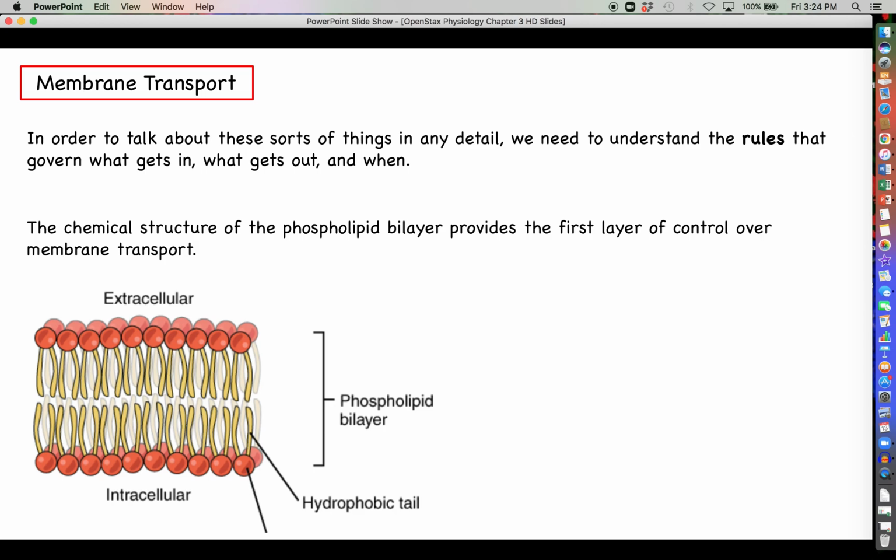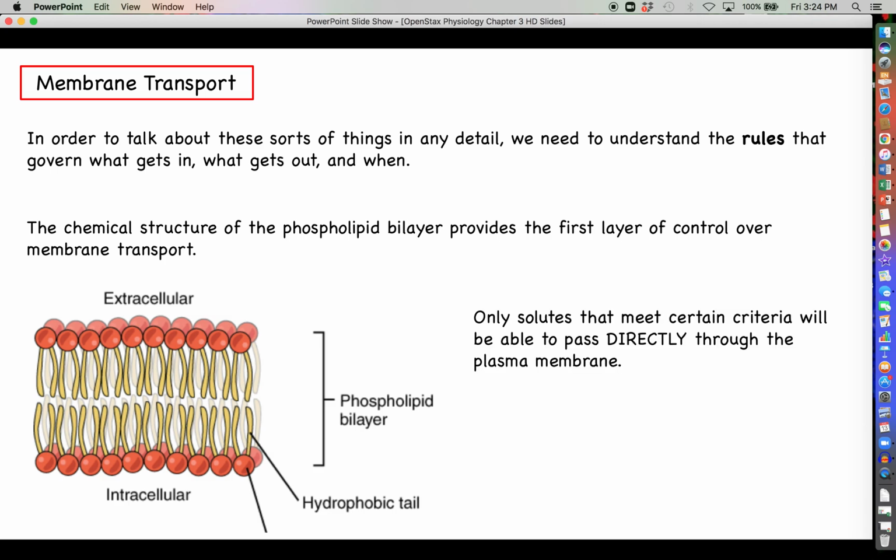So that might get you kind of thinking about what kinds of molecules would have an easy time doing that. So only very specific solutes that meet very strict criteria are going to be able to do this. And by this, I mean pass directly through the membrane without any sort of assistance whatsoever. So this is exactly why the membrane is described as being selectively permeable. Some molecules, like the ones that I'm indicating here, can actually pass straight through without any sort of assistance. Other molecules are going to need some help.